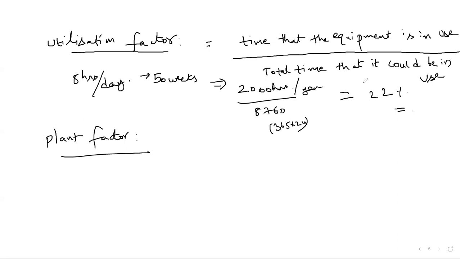Understand? If the base is 8760, and the base value should be 2000 only, then what about your utilization factor? 100%. This is the base value. The base value you are considering for annual, and the equipment is in use for a certain period of time, that is 2000 hours out of 8760 hours, then the utilization factor will become around 22%.